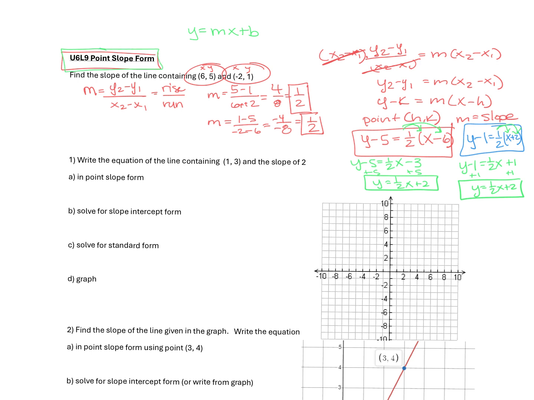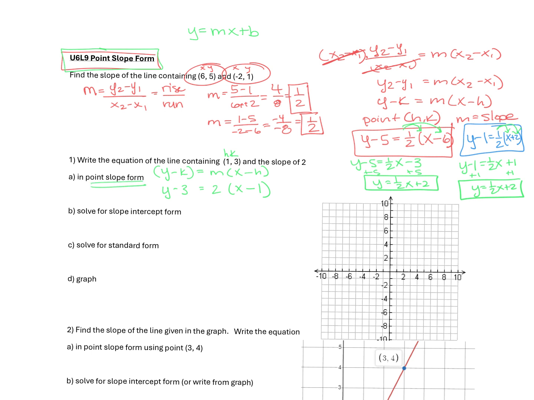So let's take a look at number 1. It says write the equation of the line containing (1, 3) and the slope of 2. So (1, 3) is like my (h, k), but I really don't think of them as that. I always think of it as (x, y). So in point slope form, it's always y minus my y coordinate equals my slope times x minus my x coordinate. So y minus 3 equals my slope times x minus my x. This would be the equation in point slope form.